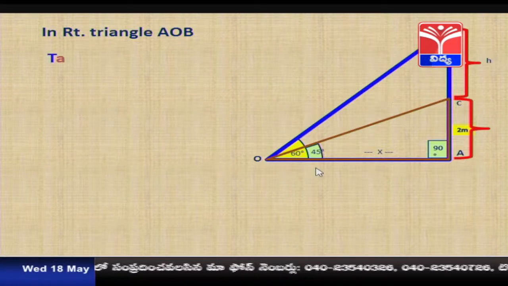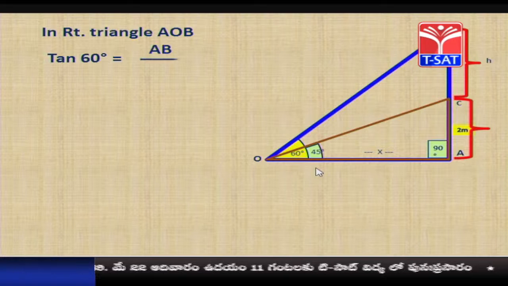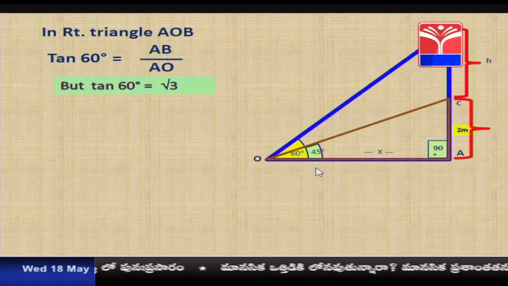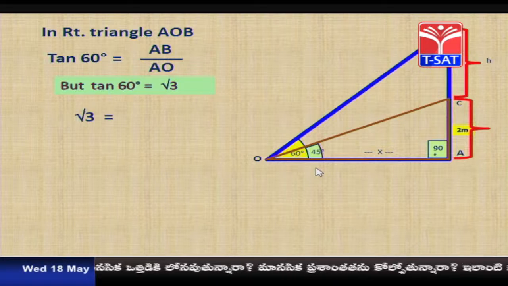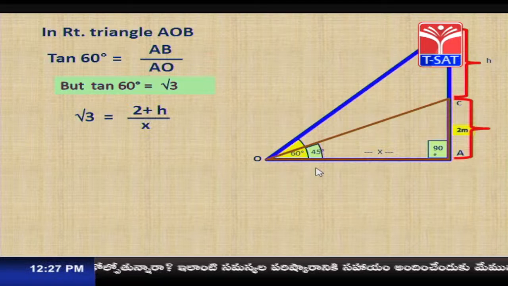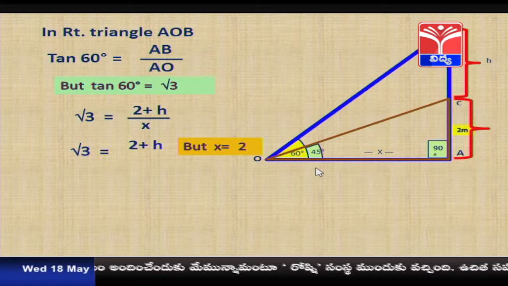In right triangle AOB, tan theta is equal to opposite by adjacent side. Here theta is 60 degrees. So, tan 60 degrees is equal to AB by AO. Tan 60 is root 3. So, root 3 is equal to AB, which is 2 plus h, by AO, which is x, but x is equal to 2. So, root 3 is equal to 2 plus h by 2.